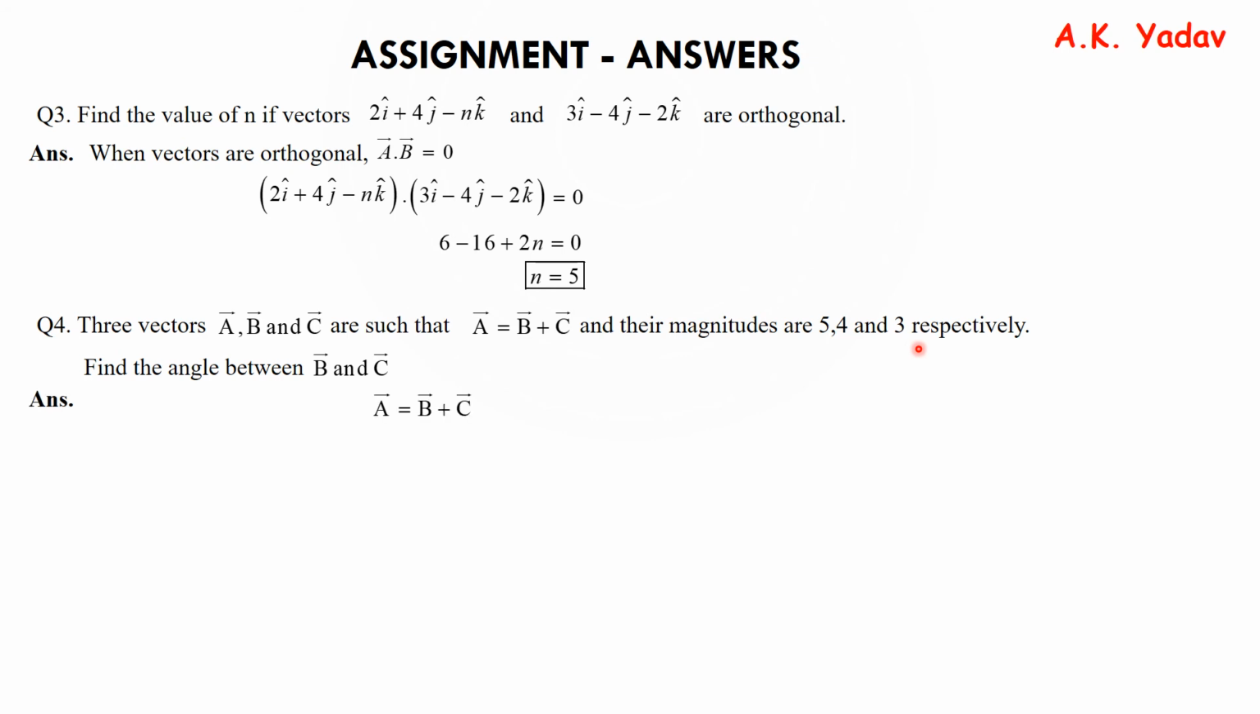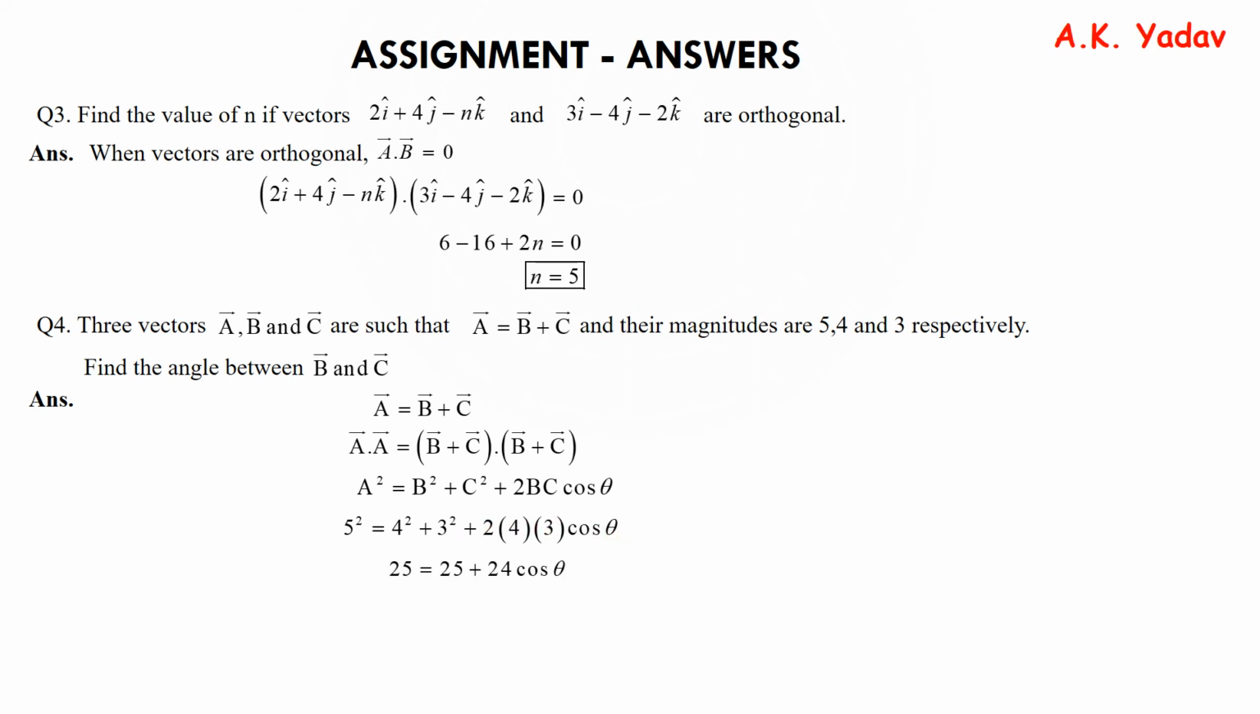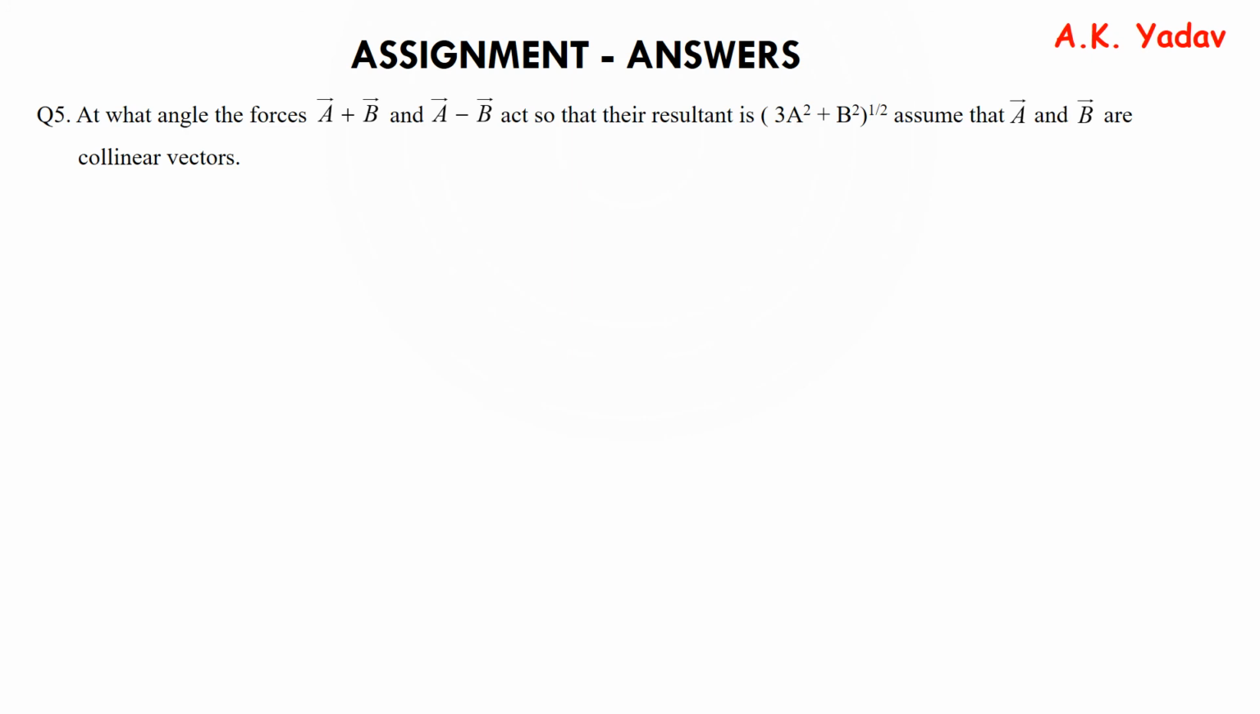So A is equal to B plus C. A dot A is equal to B plus C dot B plus C. That is A square is equal to B square plus C square plus 2BC cos theta. Let us put the value of magnitudes of A, B and C and solve it. What we get, 24 cos theta is equal to 0 or theta is equal to 90 degree. Let us move to question number 5.